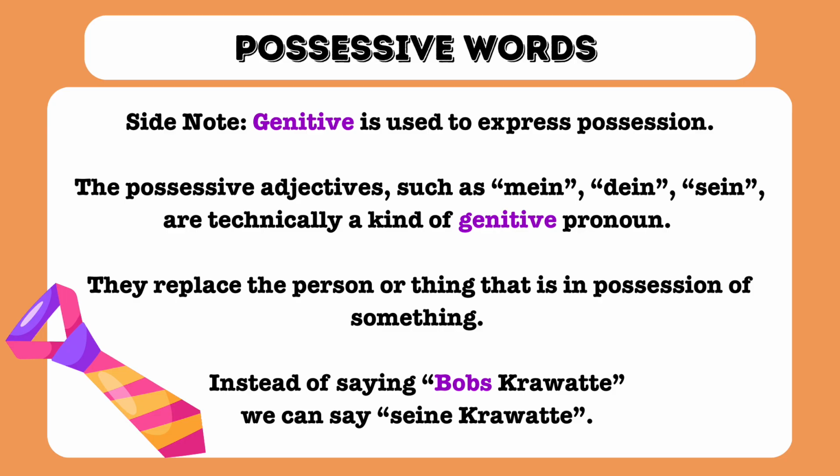Alright, now it's time for our first side note, and this side note is about adjectives and articles and possessive pronouns and everything in between. Basically, the genitive case is used to express possession, and the possessive adjectives such as mein, dein, sein, and so on are technically a kind of pronoun used in the genitive case. They represent a person or thing that is in possession of something. So instead of saying Bob's Krawatte, we can say seine Krawatte, his tie.